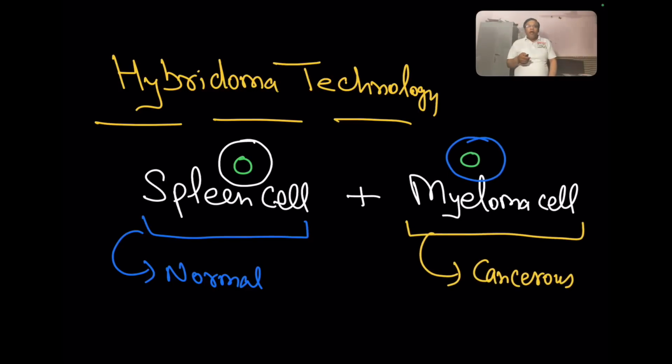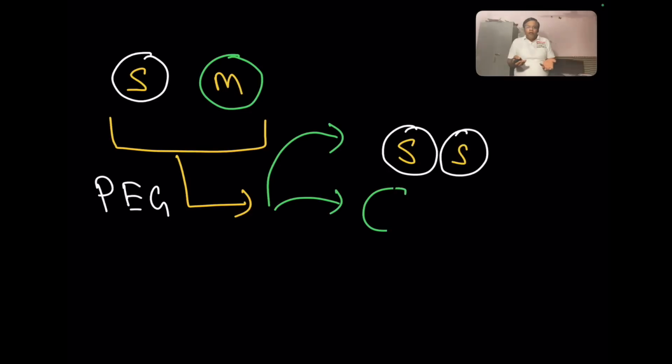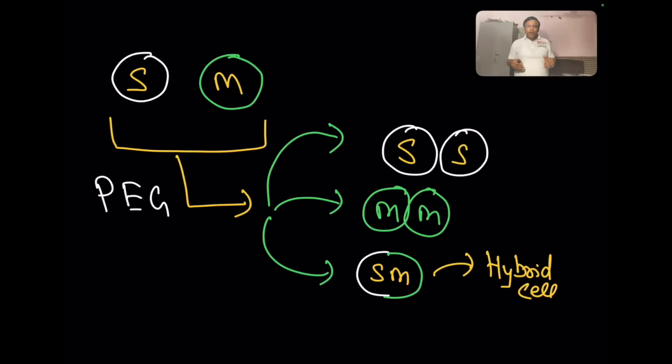So in the case of hybridoma technology, we are going to fuse spleen cells with myeloma cells. Now within this technology, we have to screen the fused cell. Within this video, we are going to learn how we screen the fused cell. Now let's take the example here. We have taken spleen cells and myeloma cells. We fuse these cells in the presence of polyethylene glycol.